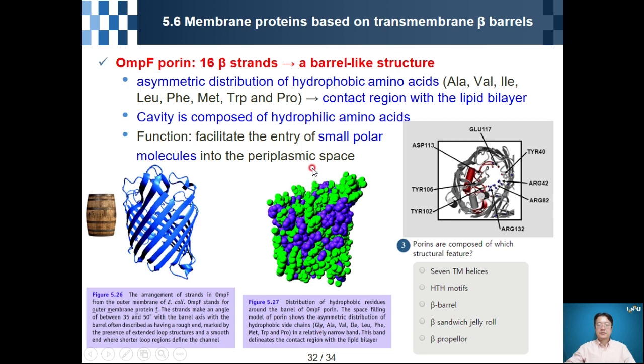After that, the small polar molecule can be transferred to the periplasmic space. This is the cytoplasm, and this is the periplasm, and the small polar molecule can be transported into the periplasmic space. Okay, concept check. Porin is composed of which structural feature? Porin has the beta barrel structural feature. They are composed of 16 beta strands.